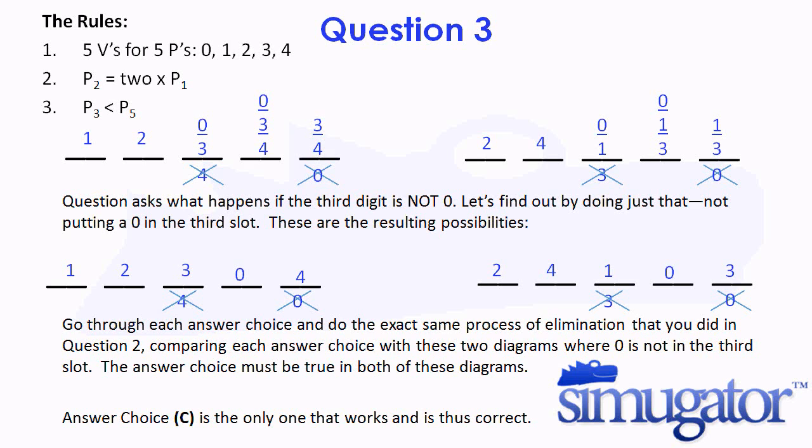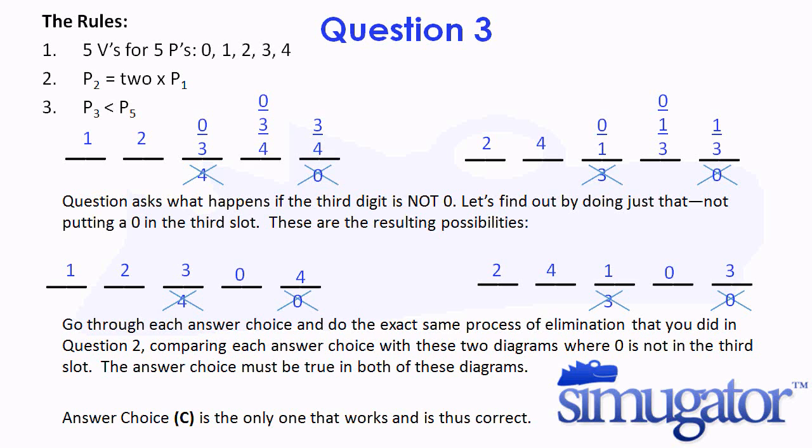Question 3 asks, what happens when the third digit is not 0? So let's find out by doing just that, not putting 0 in slot 3. These are the resulting possibilities. So I'm going to put, in the first master diagram, 3 into slot 3, and then comply with the rules, and I get 1, 2, 3, 0, 4. And in master diagram 2, I'm going to put 1 into slot 3 instead of 0. Comply with the rules, and I will get 2, 4, 1, 0, 3.